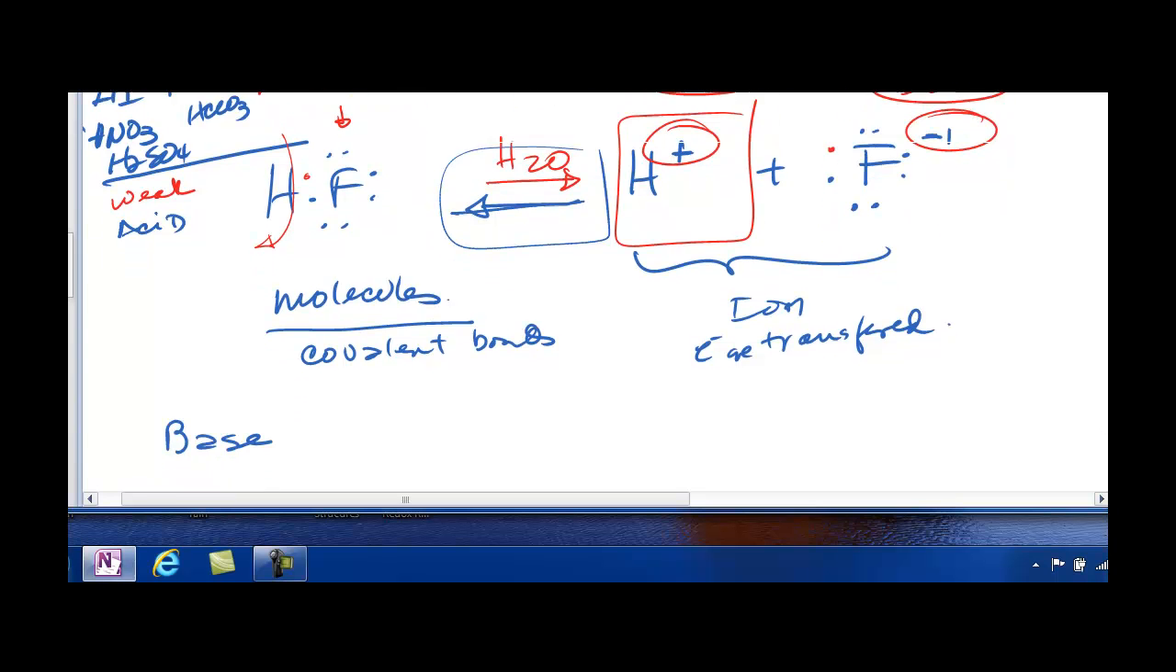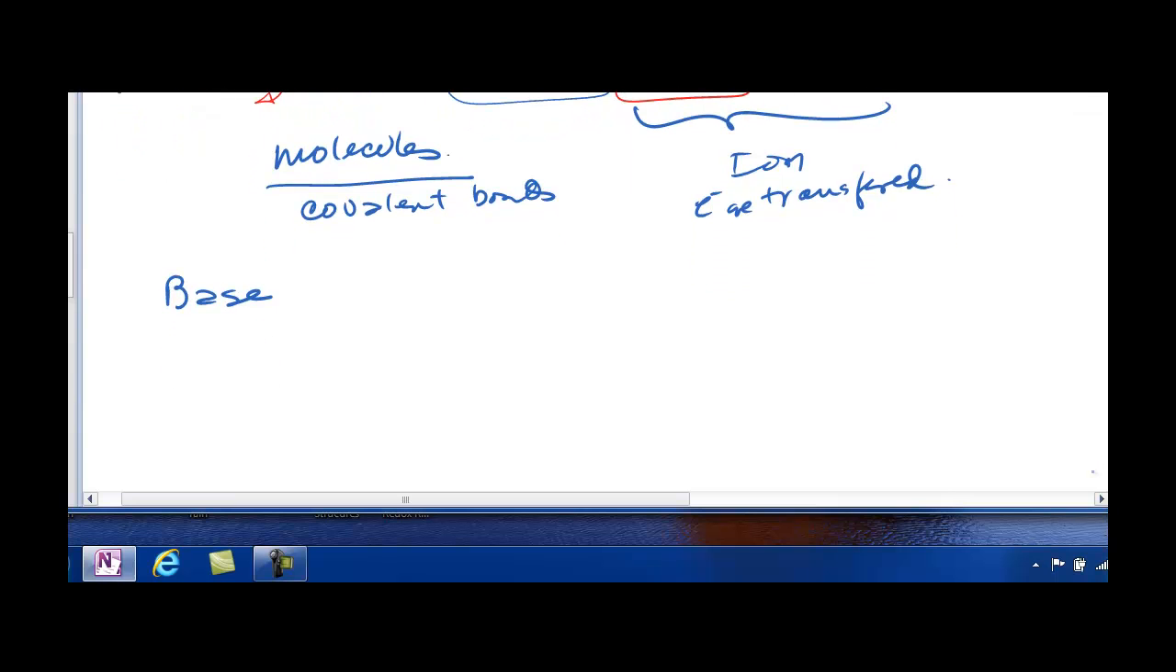Any other questions? Okay, I had asked you to give me an example of a base. Tell me a base. Milk has calcium hydroxide, so what is the characteristic here? Give me a really common example of a base. What's a strong base?